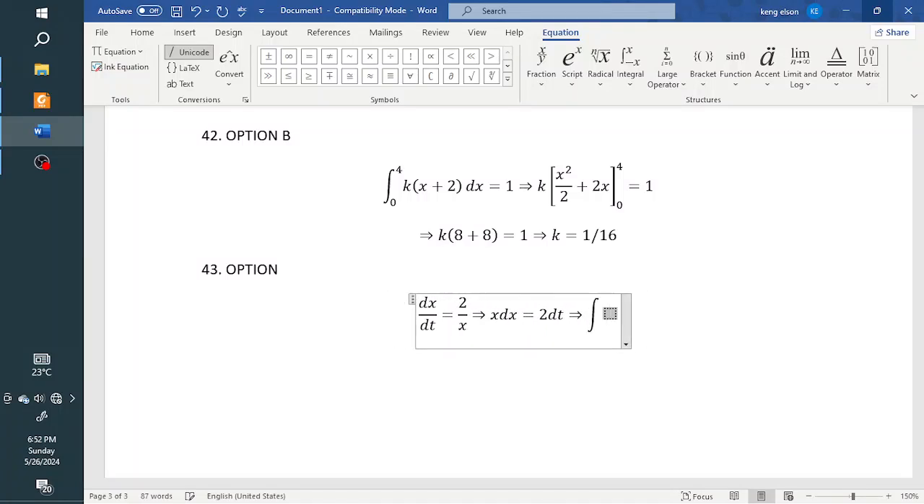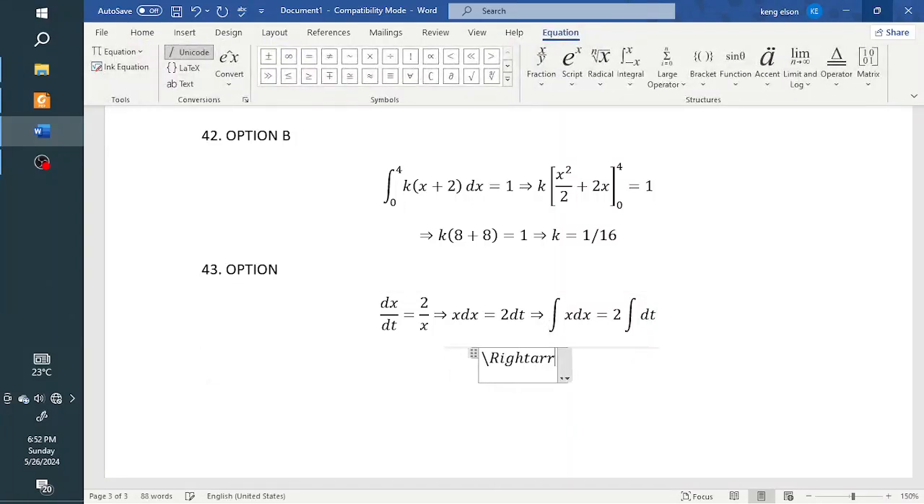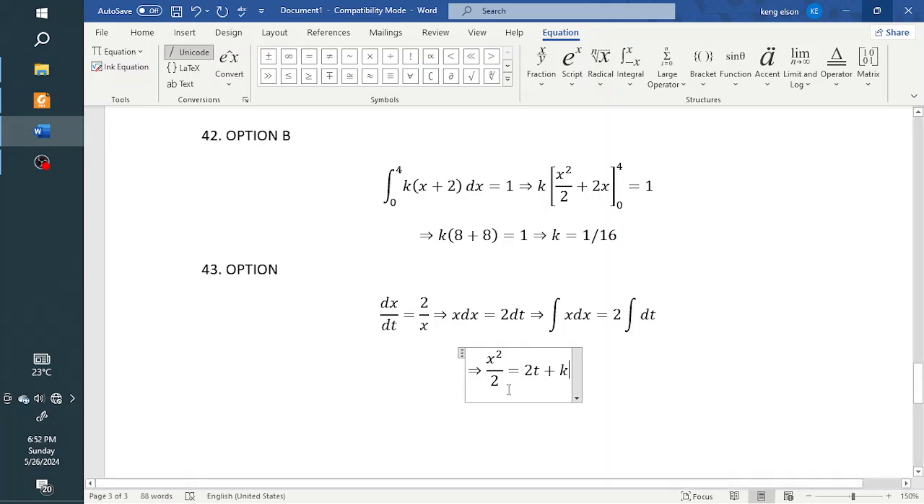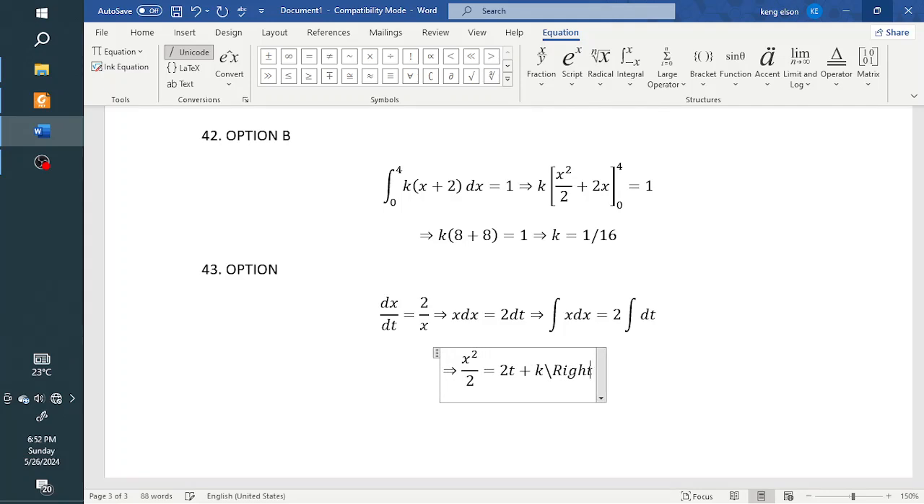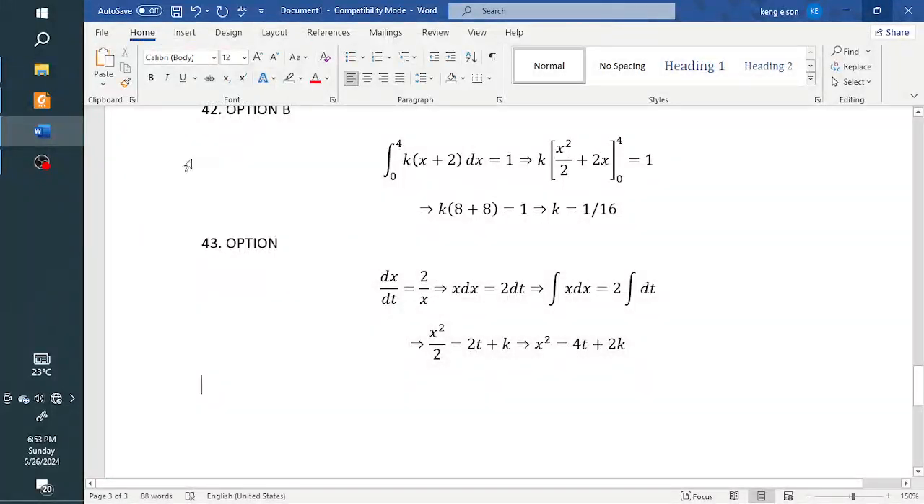So when I integrate, the integral of x dx equals 2 times the integral of dt. Now I'll just integrate and add the constant of integration to one side. So I have x squared divided by 2 equal to 2t plus the constant of integration k, which means x squared will be equal to 4t plus 2k. Now we need to find the value of k, the constant of integration.